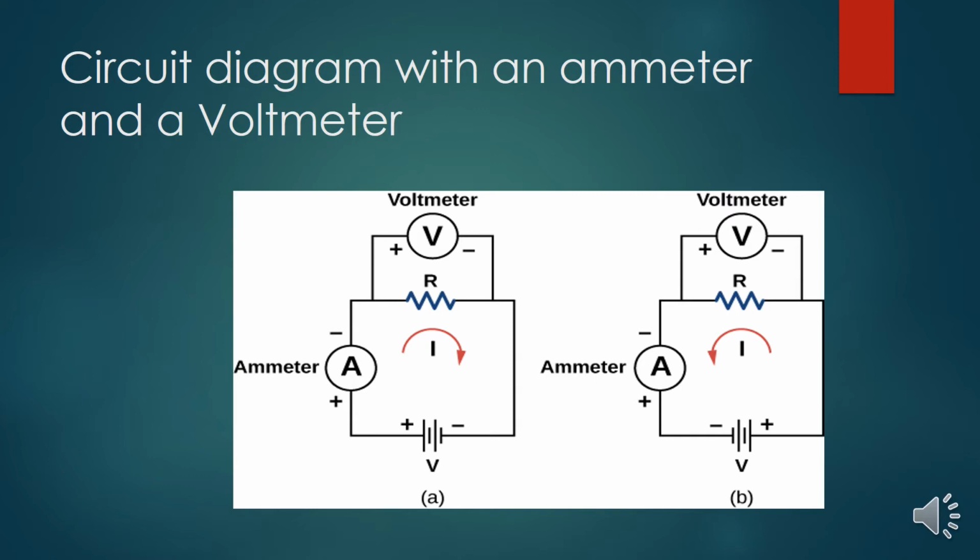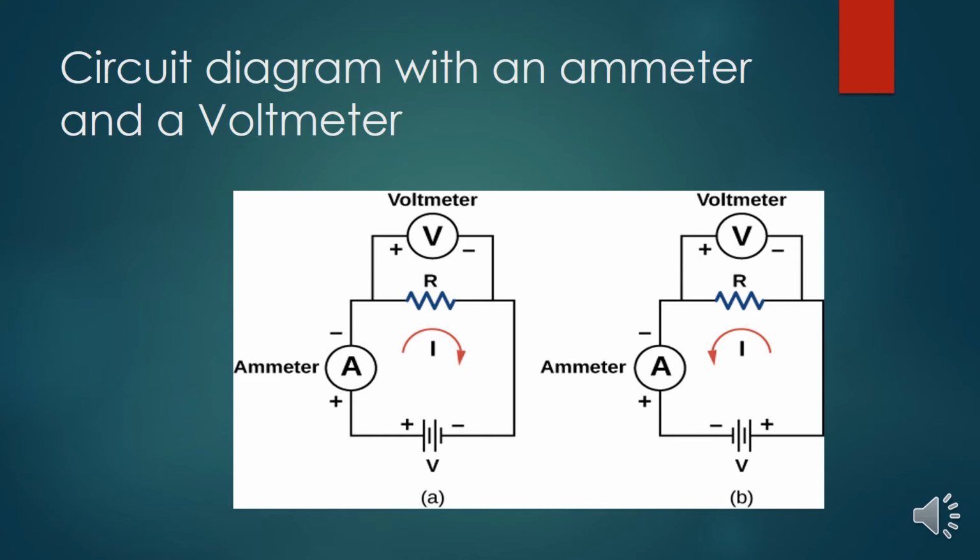Battery will be having two terminals, plus and minus. So you need to connect ammeter in series with the battery. That means positive terminal of the ammeter should be connected to the positive terminal of the battery. Negative terminal of the ammeter through resistor should be connected with the negative terminal of the battery.